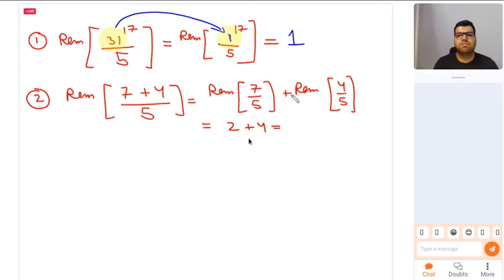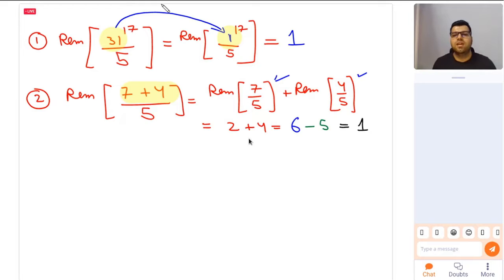So here it came out to be 2. Here it came out to be 4. But we will not write 6 because remainder with 5 should be between 0 and 5. So I will just subtract 5 over here. I'm subtracting 5. And ultimately I'm getting the answer as 1. So if you would have just added them, remainder of 11 with 5, 7 plus 4 is 11, remainder of 11 with 5 is also 1. And here also, since remainder is distributive, we are getting it as 1.